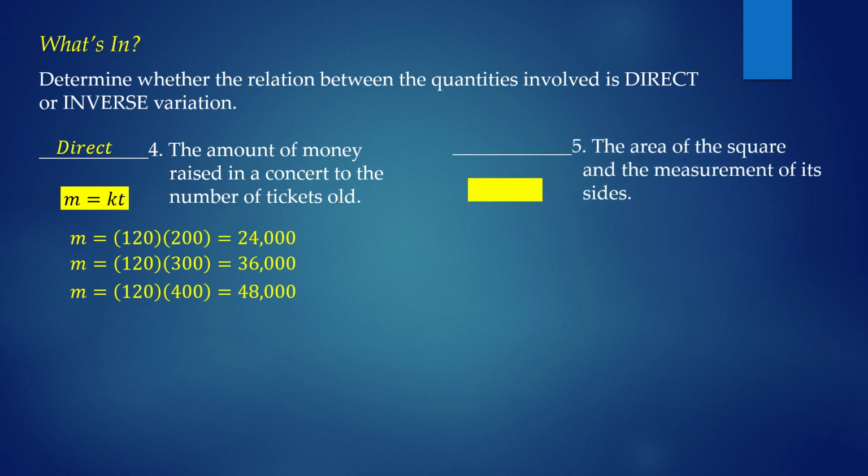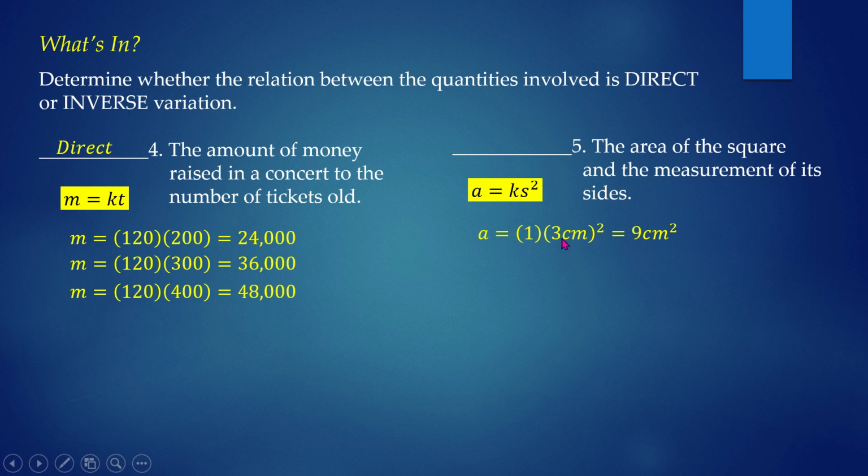Last example, the area of the square and the measurement of its sides. Sa formula, area of the square is equal to the square of its side, no? A is equals to S square. So the equation is A equals KS square. So unsa man ang K? Constant of variation. Ang atong constant of variation diri is 1.